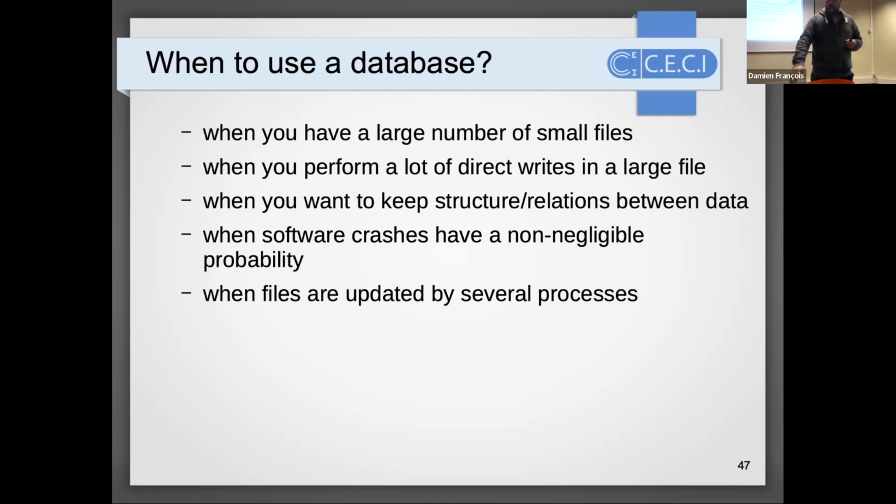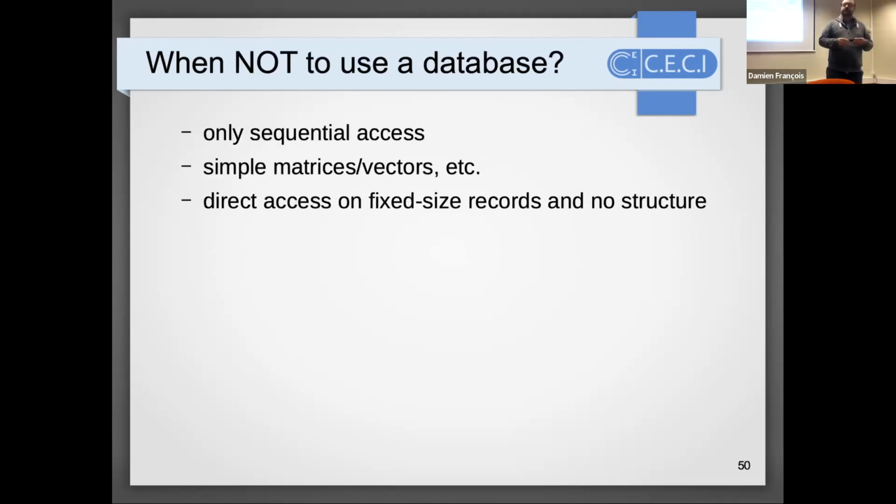The converse is when not to use such technology. When you are only reading large files from beginning to end, it will always be more efficient to have the data in a file than in a database or in an object store. When you have simple vectors or matrices, the CSV file is often the easiest system to work with. And also when you have the need for direct access to files, fixed size data structures in a file, it might be easier to use a library such as a GA file and so on, rather than storing in a system like this.